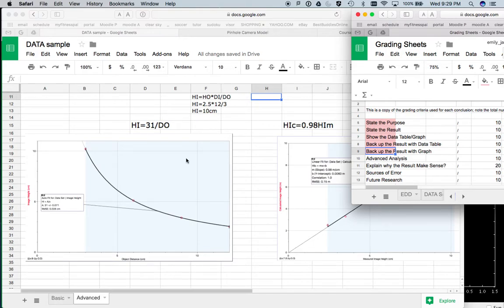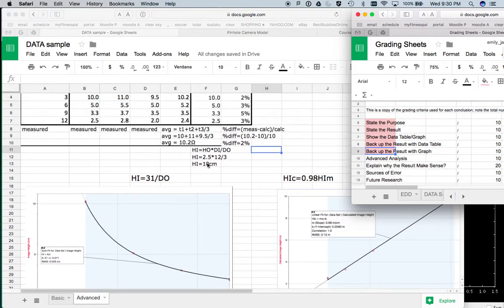Okay, so if we look at this graph, we can actually develop this formula. So when we did similar triangles, we found that the ratio of hi is to ho is the same as di is to do. And when we solve that for hi, we get hi equals ho di over do. So if that formula actually works, we should see that ho times di equals hi.